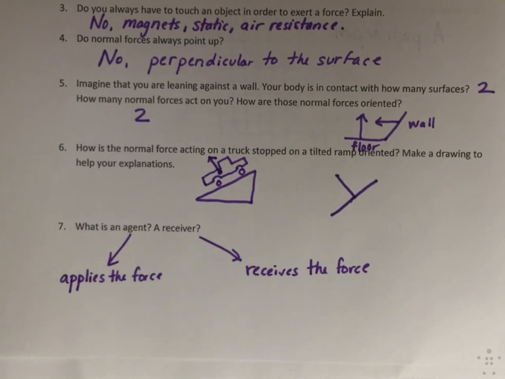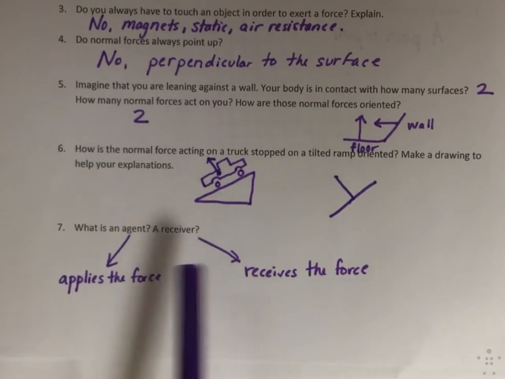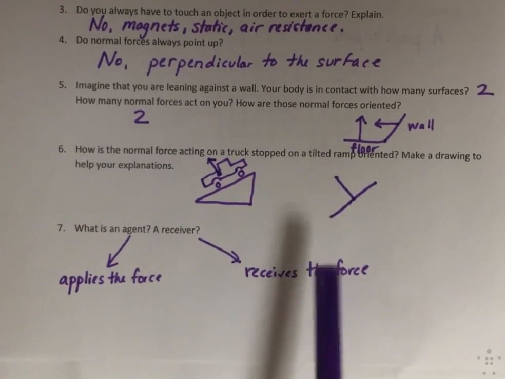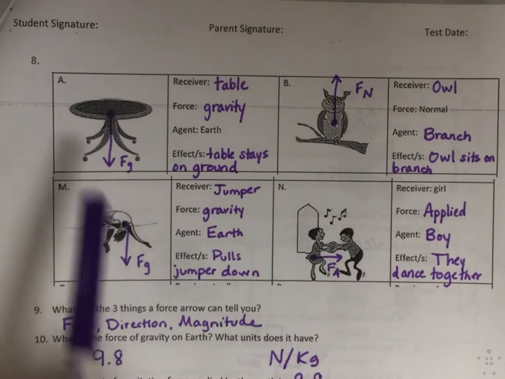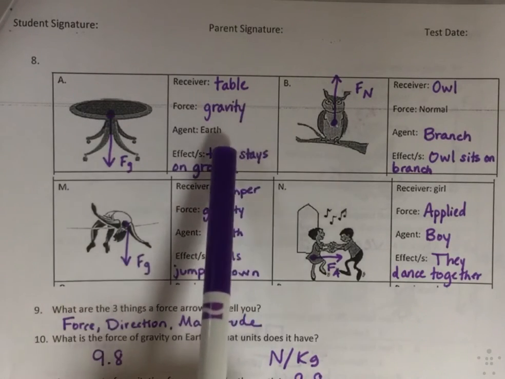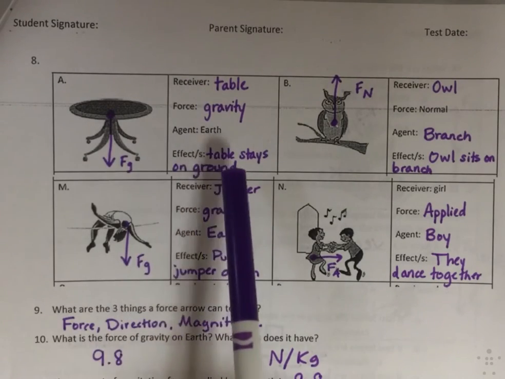Number 7, what is an agent and what is a receiver? Well, an agent applies the force, and then a receiver is the one receiving it, so the one that feels the force. These are some review from a worksheet that we did a few weeks ago, but you should still be able to do it. So for here, I knew that the force was gravity because the agent is Earth. The receiver is obviously the table. It keeps the table on the ground.